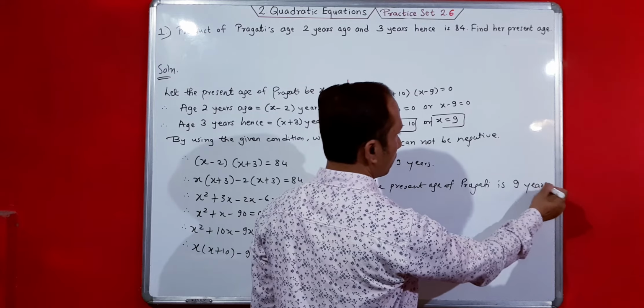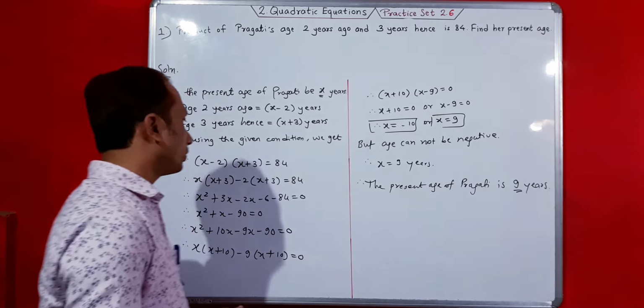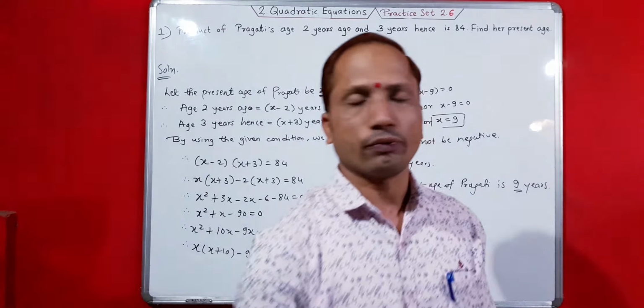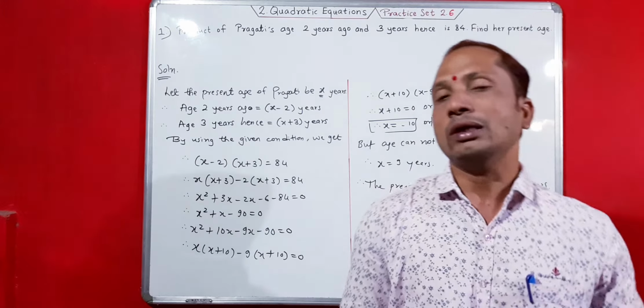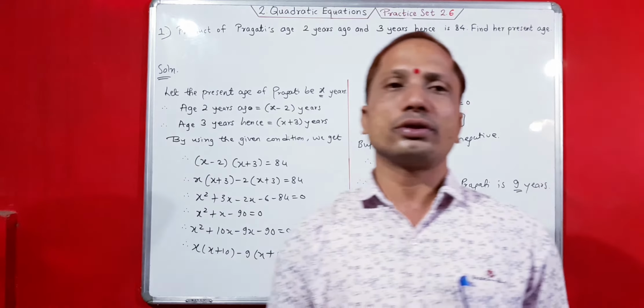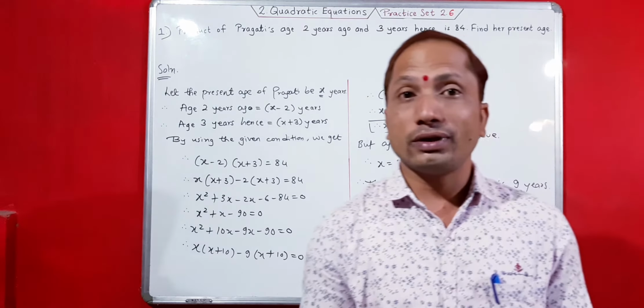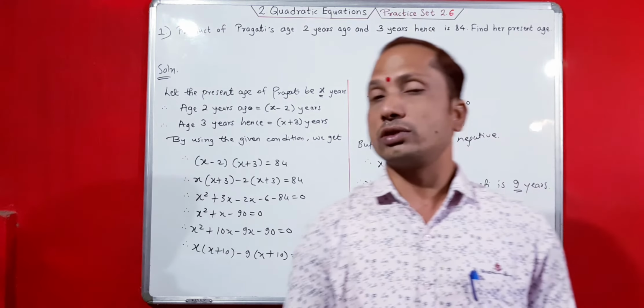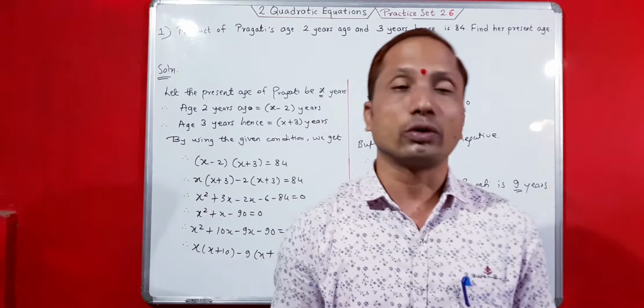You have to use it like this. So this is the first problem. In this way you have to solve this. These are application based questions and very easy questions. Once you understand how to form the equation, how to write the given word statement in the form of an equation, you can easily solve such types of problems. So this is problem number 1. We have solved it, and now we are going to solve problem number 2.